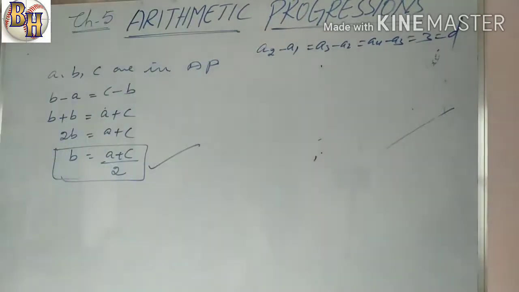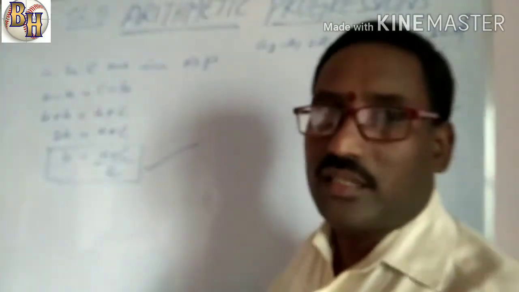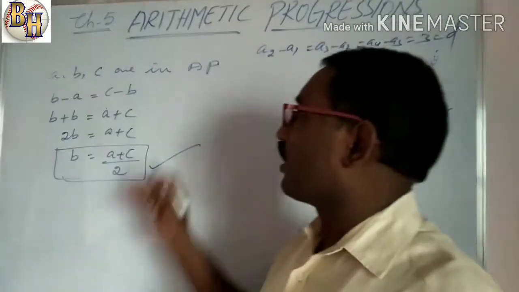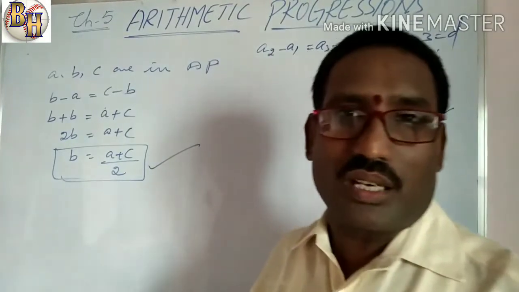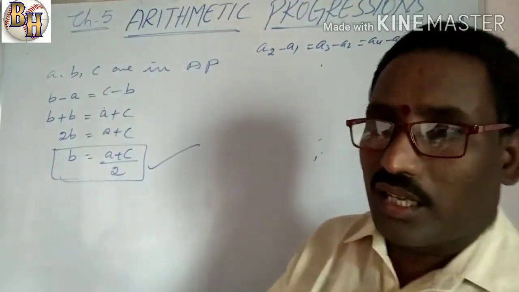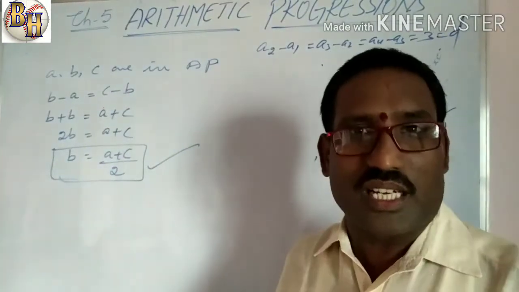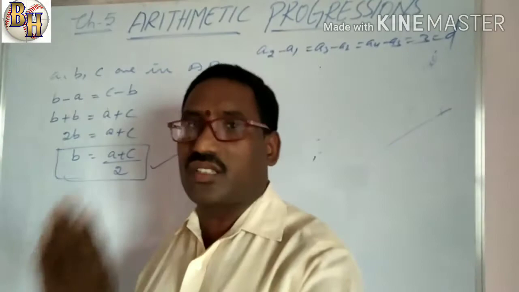Next, we discussed before what is the sequence, series, and arithmetic progression, and how to find the term numbers. A1, A2, A3 are called term numbers. A1 can also be written as A, that is the first number. A2 is the second number. A3 is the third number, like that.